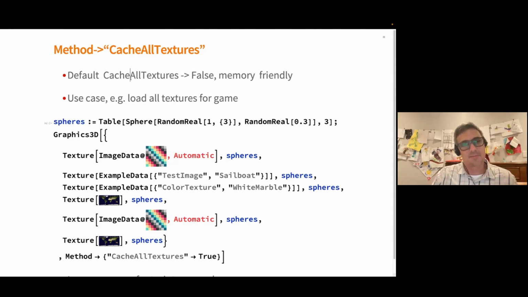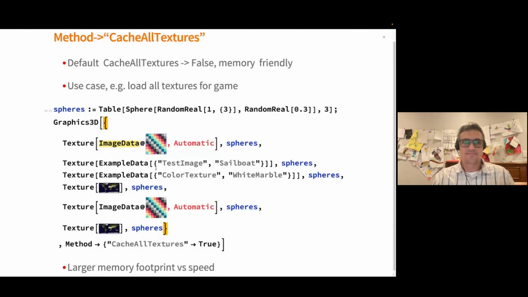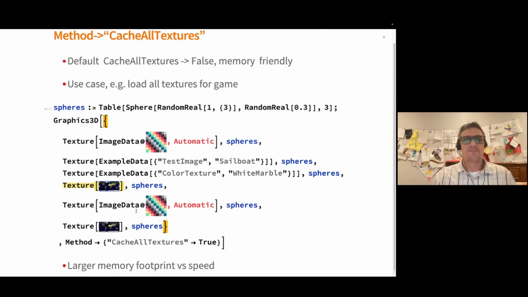So what the front end typically does with textures is it tries to be memory friendly. When it encounters a texture, it'll load that into memory and apply that to any primitives that need that texture. And then when it hits a new texture, it'll drop this texture out of memory, load the new texture, and apply that one to what needs to be done. We did this just to keep Mathematica memory friendly and not build up loads of textures in memory.